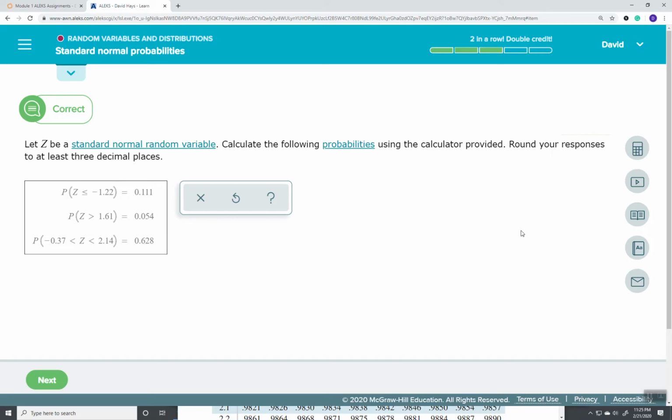And that's specifically where you have Z. And that covers our less than case, our greater than case, and our between case.